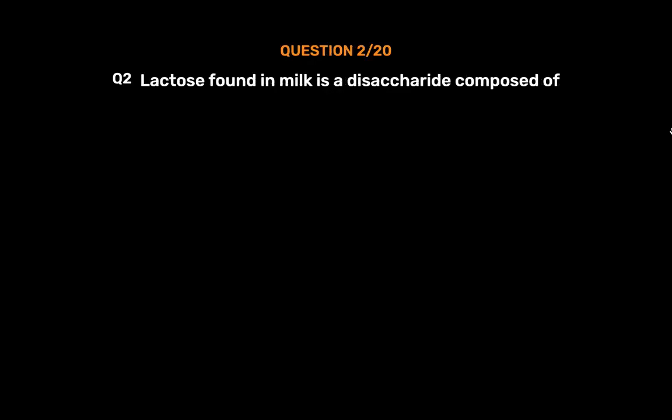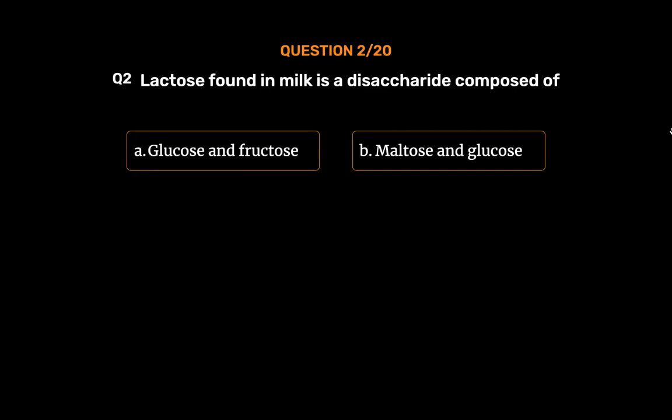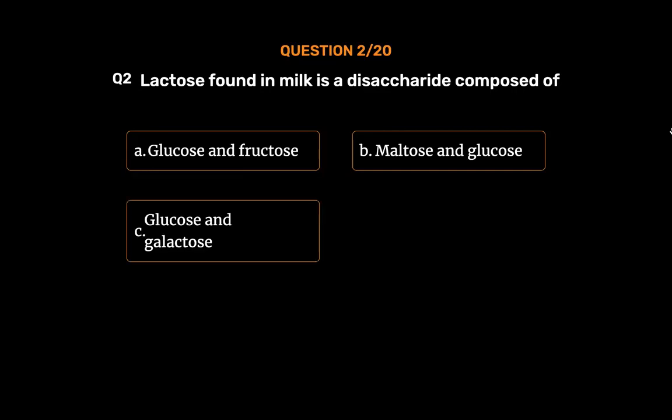Question number 2. Lactose found in milk is a disaccharide composed of Option A. Glucose and fructose. Option B. Maltose and glucose. Option C. Glucose and galactose. Option D. None of these. The correct answer is Option C.